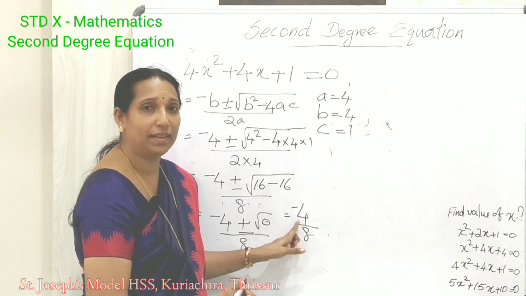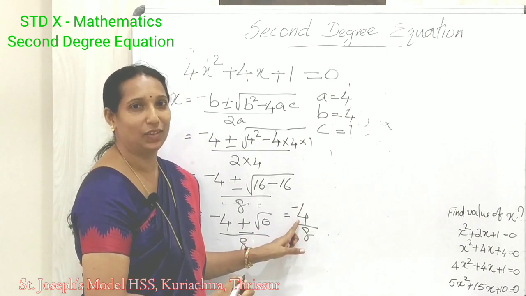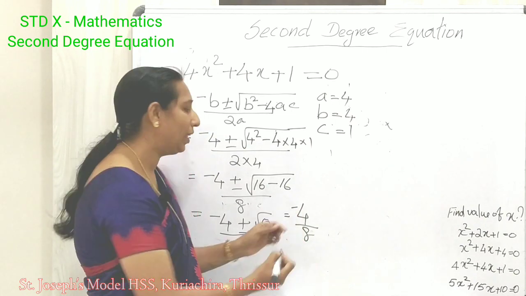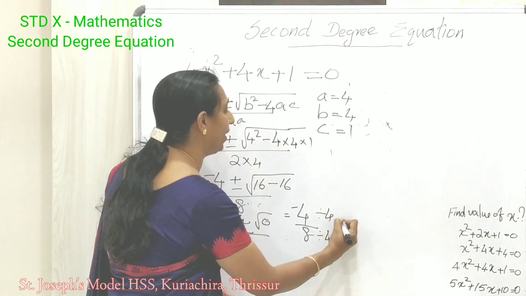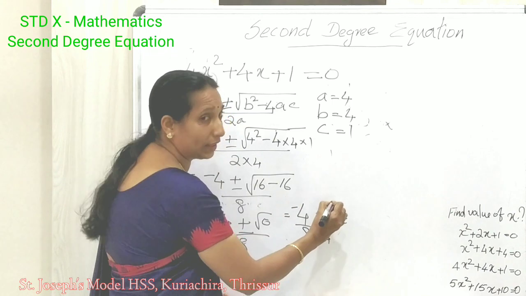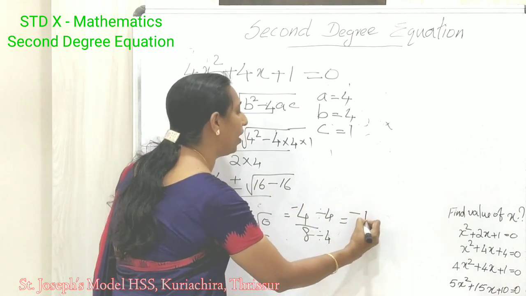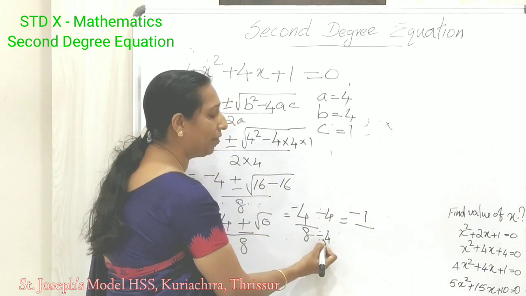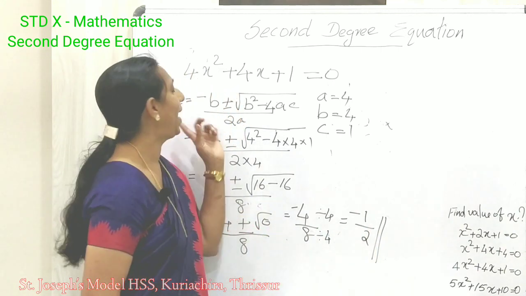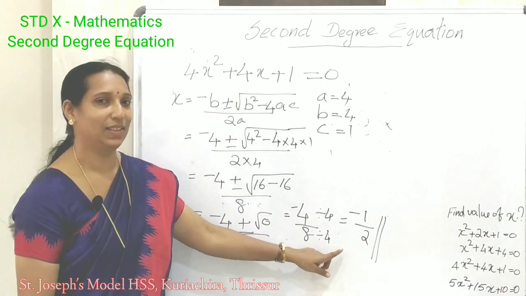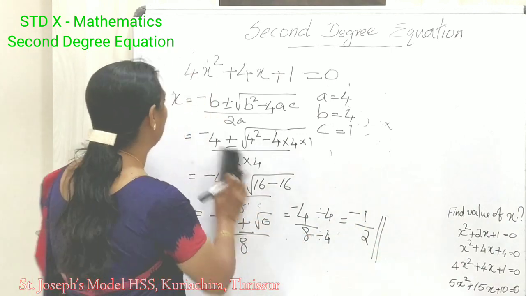In this fraction, one speciality is there. 4 is common, so you divide with 4 and simplify this fraction. We get 4 divided by 4 is equal to 1, then minus 1, and 8 divided by 4 is equal to 2. This is the answer of x, the value of x. Okay, the last question.